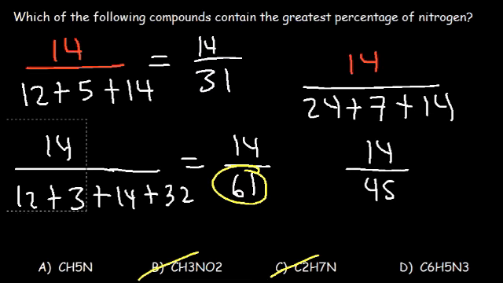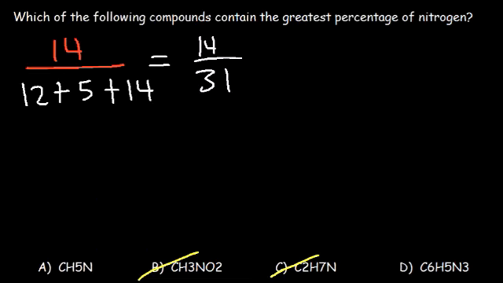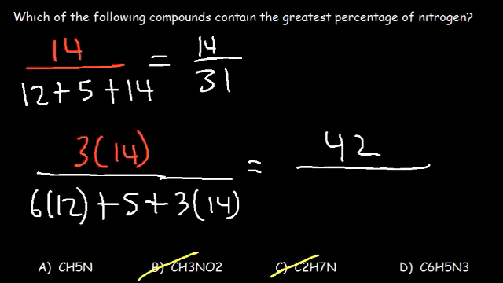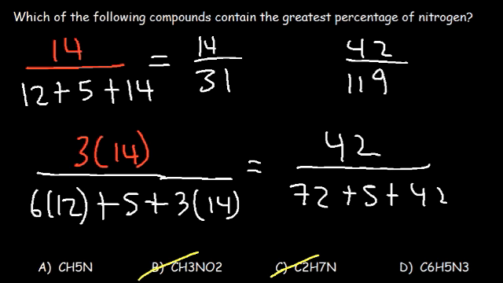So let's make some space. Okay, so we have 3 nitrogen atoms. That's going to be 3 times 14. And on the bottom, we have 6 carbon atoms. That's 6 times 12, plus 5 hydrogen atoms, and the 3 nitrogen atoms. 3 times 14 is 42. 6 times 12, that's 72, plus 5, plus 42. 42 and 72, that's 114. Plus 5, that's 119. So we have 42 over 119.